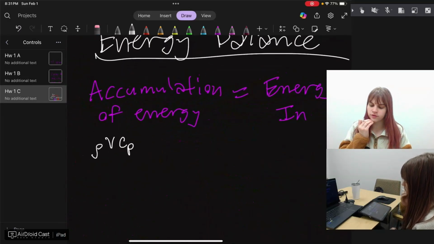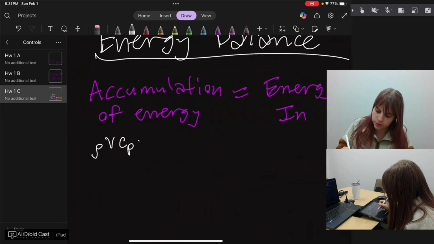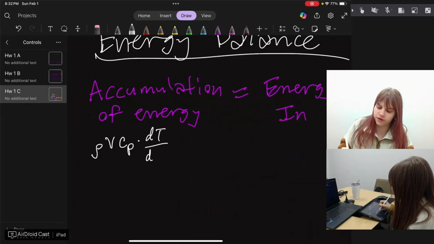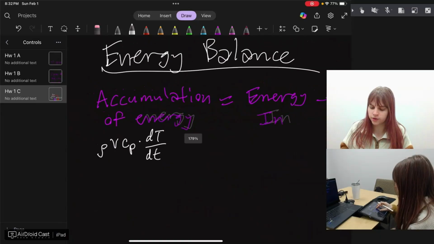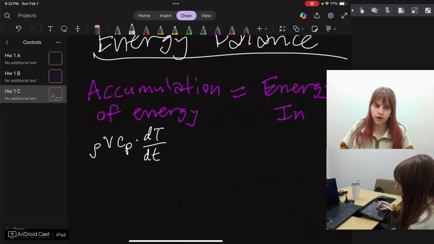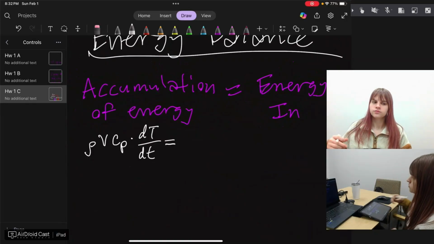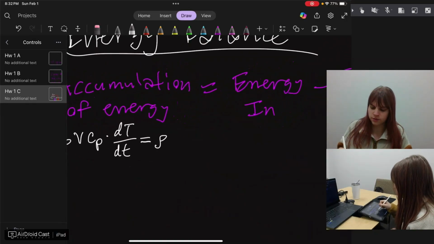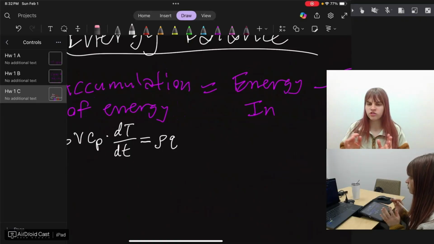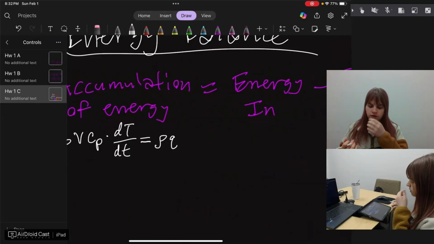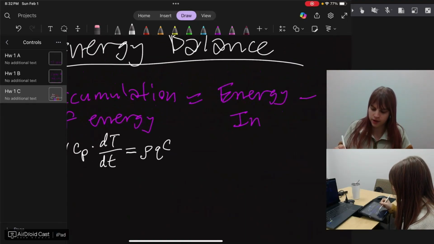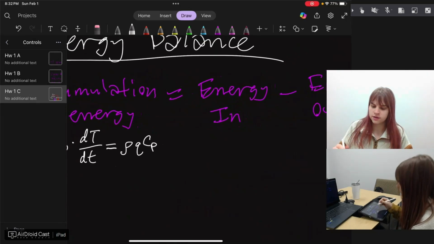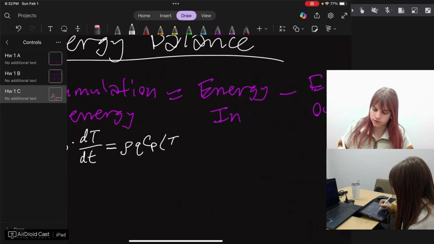So we have rho times V Cp, and we're going to be looking at the change in temperature with time, because that is how this energy is flowing in and out, generally through the temperature. And we're going to set that equal to the density times the volumetric flow rate. Like we said, the volumetric flow rate in equals the volumetric flow rate out for this problem, which makes things pretty simple. Multiply that by the heat capacity times T in minus T naught.